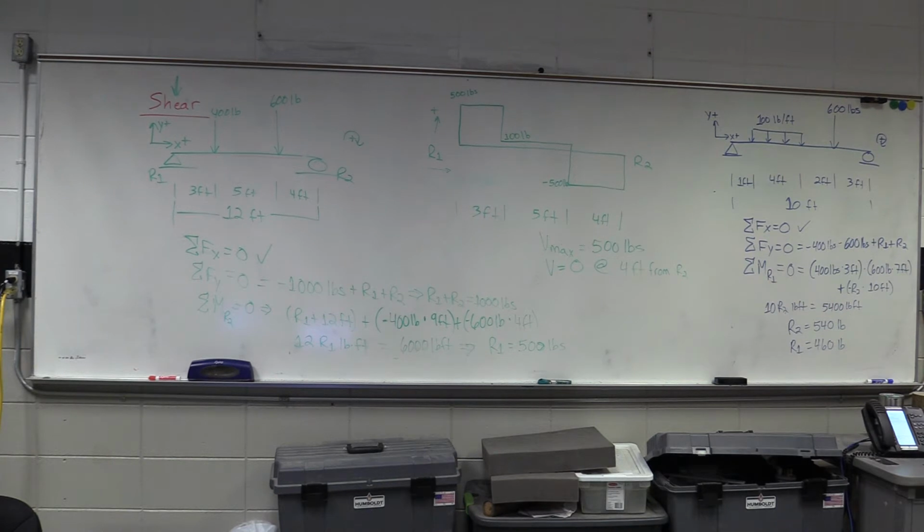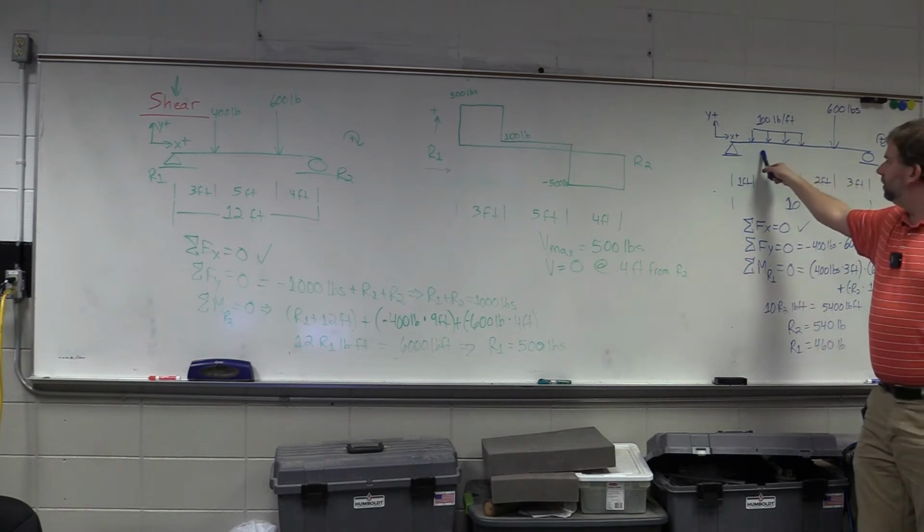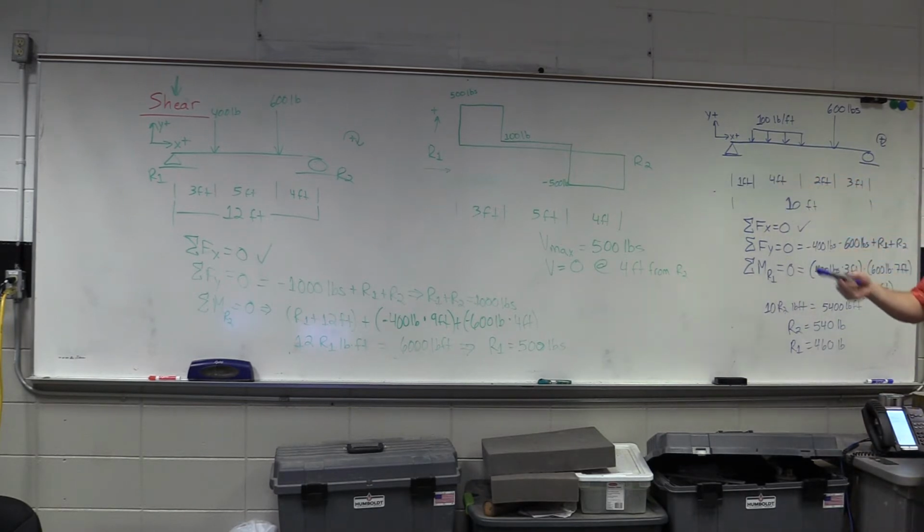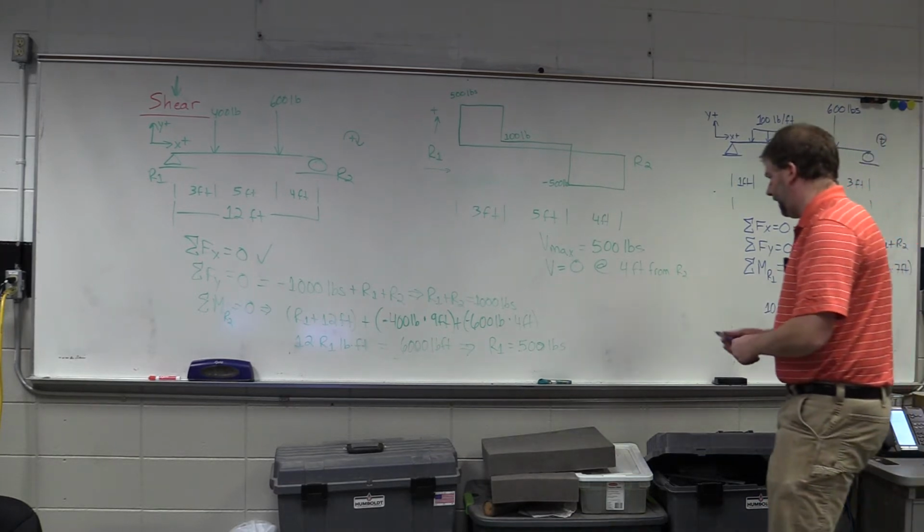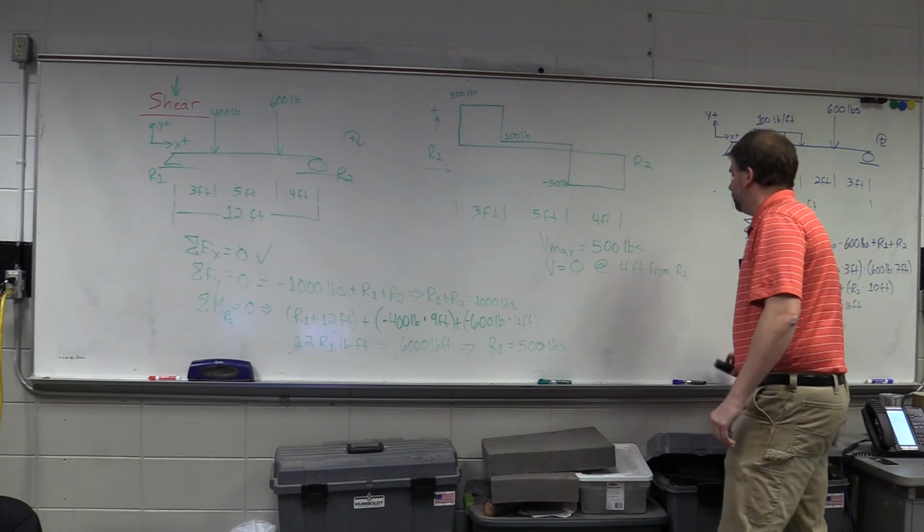Does that physically make sense when we look at the span? Should R2 be picking up more of the load? Yeah. Seems reasonable, right? We got 600 pounds, 3 feet away. Over here we've got 100 pounds per foot, so we're going to have a lower total magnitude over on that left-hand side. So makes sense that we would have less load picked up at that reaction. Okay? So now let's look at the shear diagram.